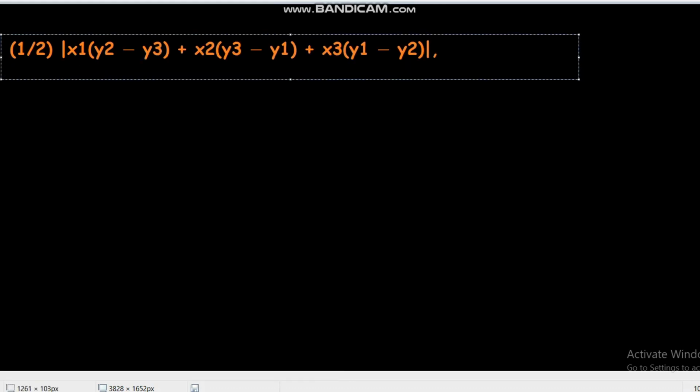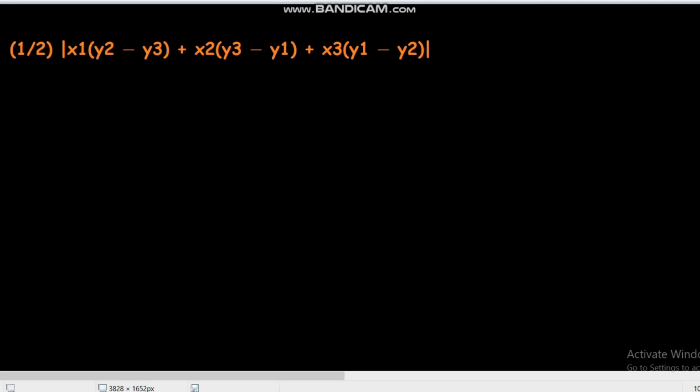Now what are our values? Our x1, y1 are nothing but 0, 0. And what is x2, y2? x2, y2 is nothing but our A and B, and x3, y3 is nothing but our X and Y. So let's write the formula with these terms.